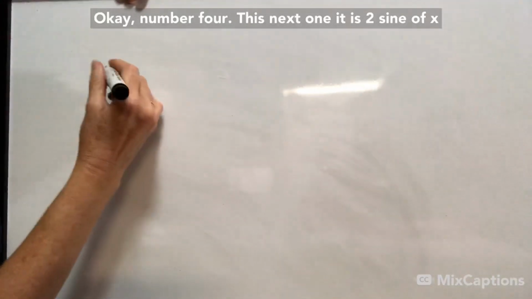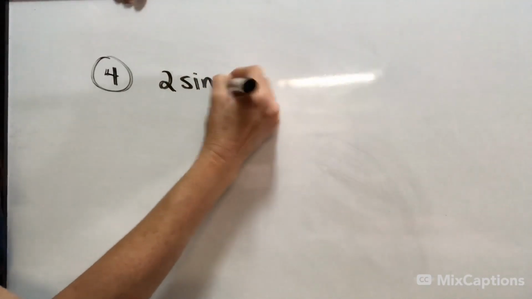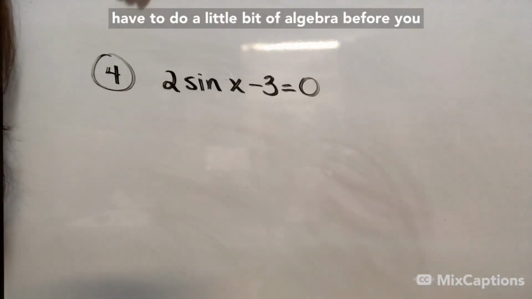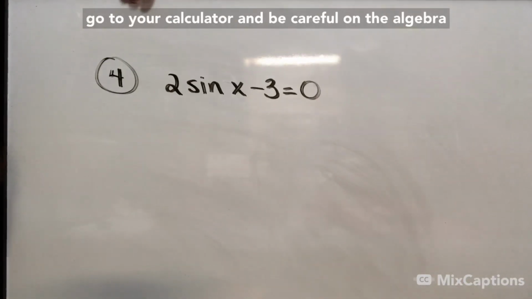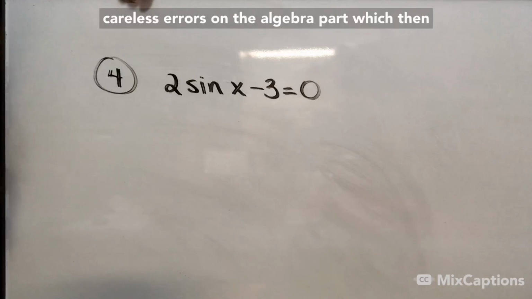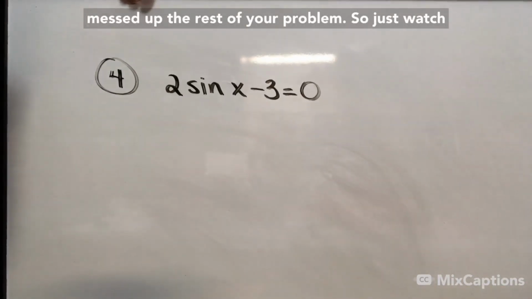is next. So it is 2 sine of x minus 3 equals 0. So this is the type where you have to do a little bit of algebra before you go to your calculator. And be careful on the algebra. Some of you on the last lesson made some really careless errors on the algebra part, which then messed up the rest of your problem. So just watch out on that.